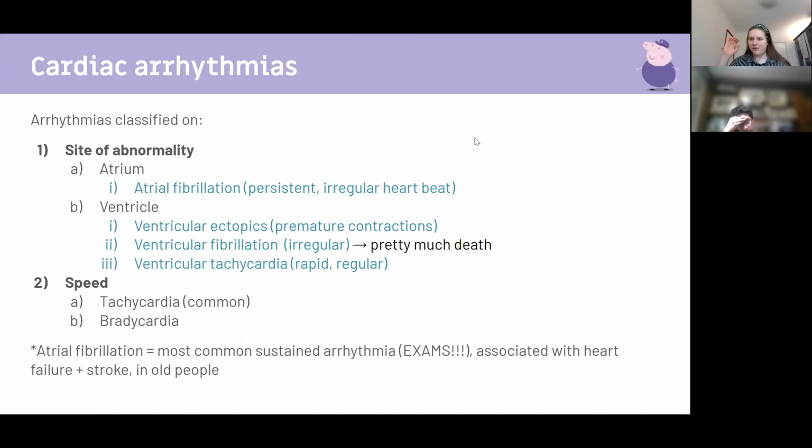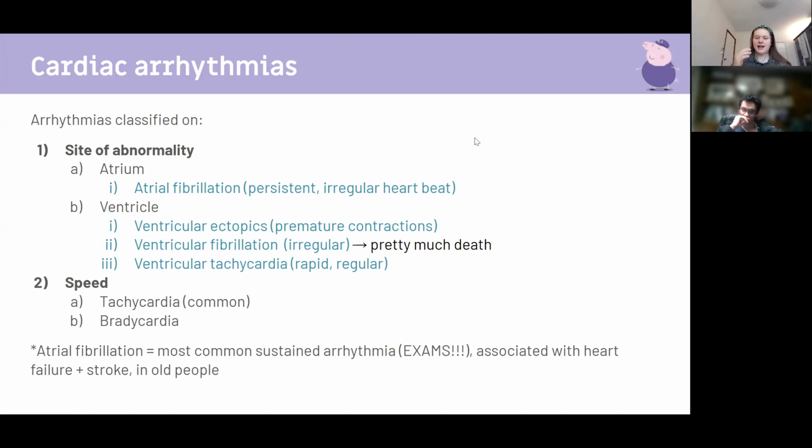In terms of cardiac arrhythmia, generally they like to categorize it either by location or speed. For location, we have the atrium or the ventricle. Your big one for the atrium is atrial fibrillation. If you only remember one condition from all of these arrhythmias, I highly recommend atrial fibrillation. It comes up all the time. It's incredibly common, and it's associated with heart failure and stroke because it's pumping irregularly. A lot of the blood can start pooling at the bottom and form clots, and people get strokes from that.